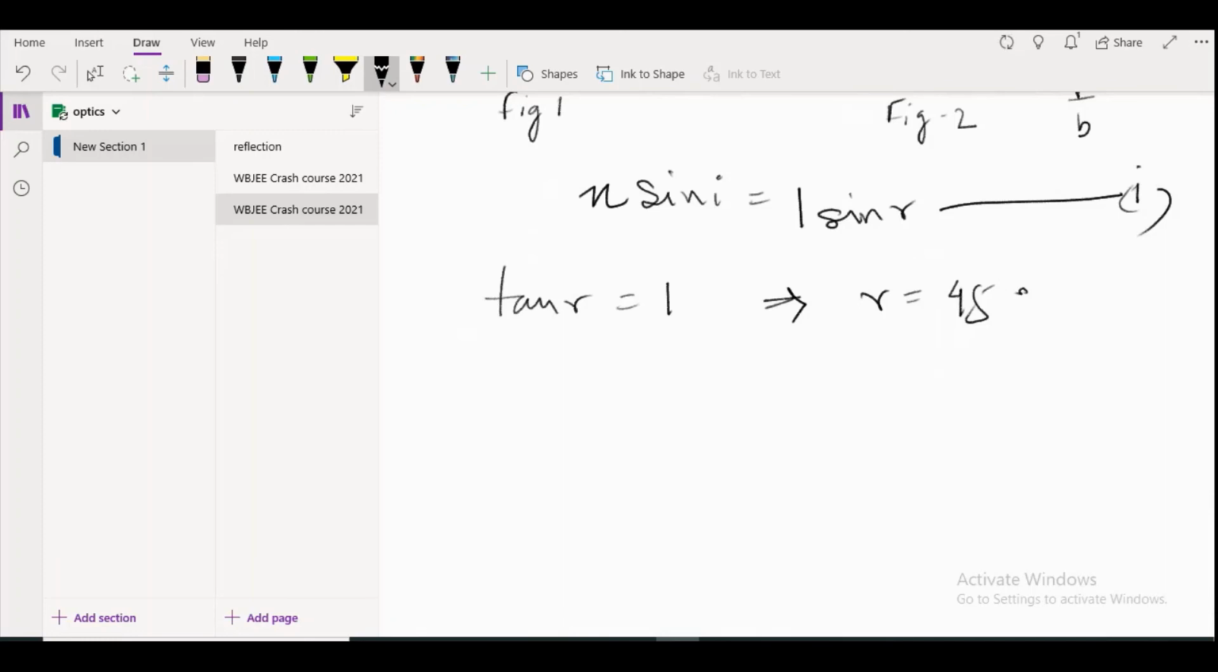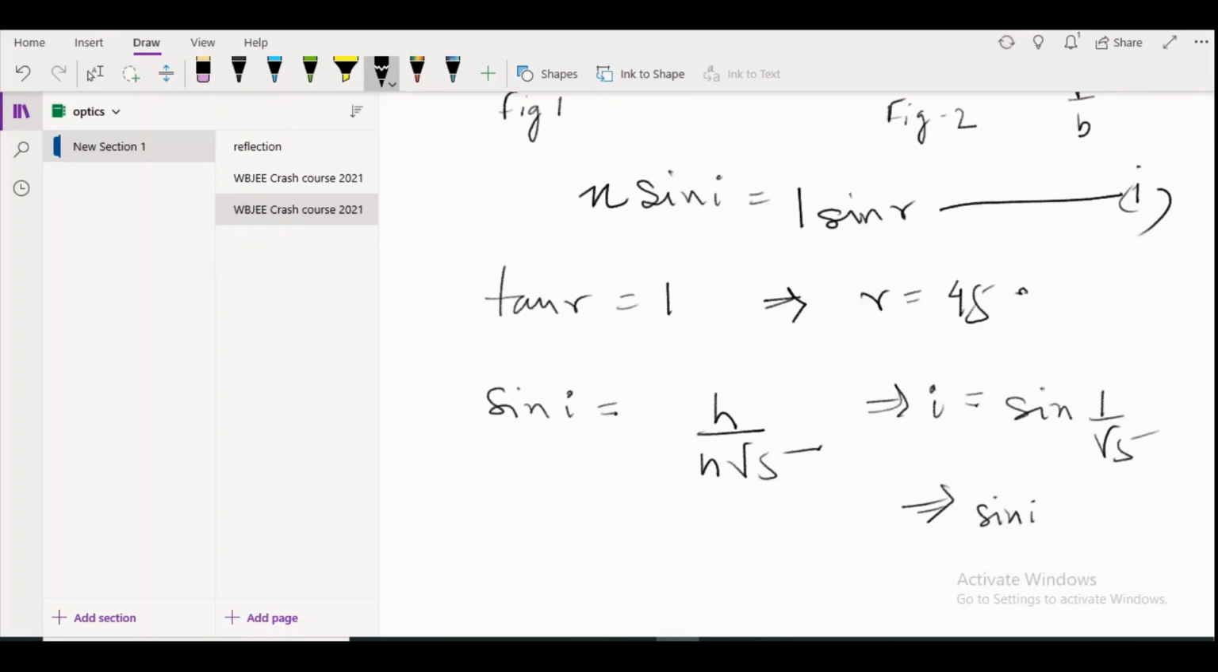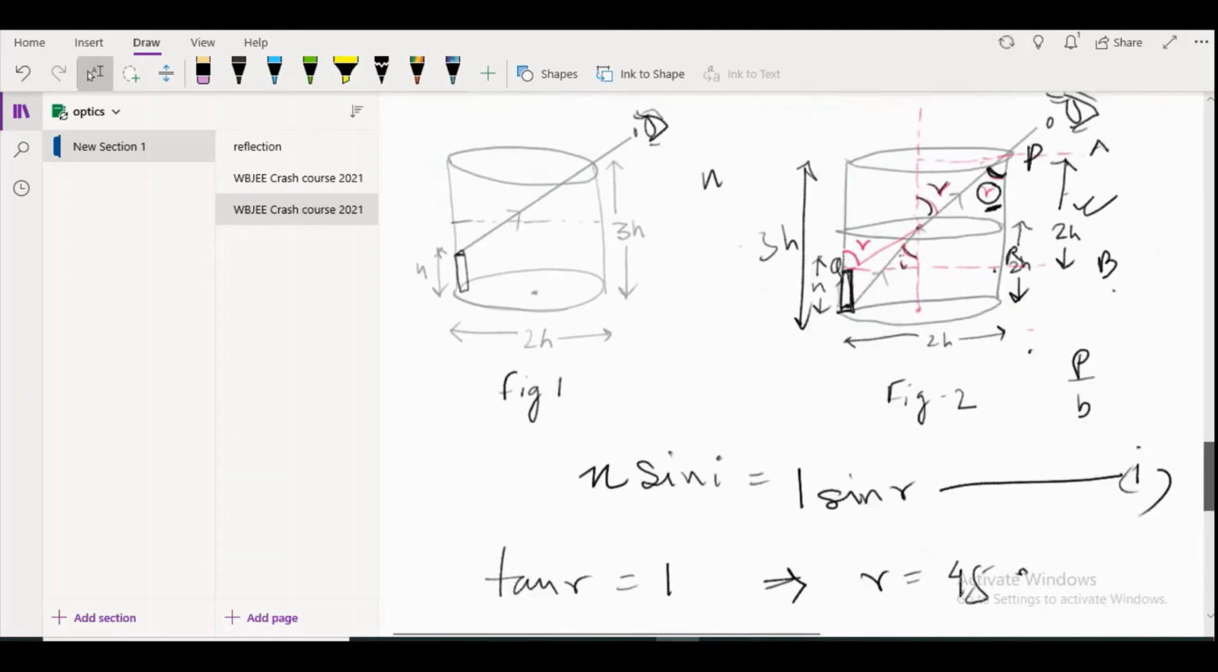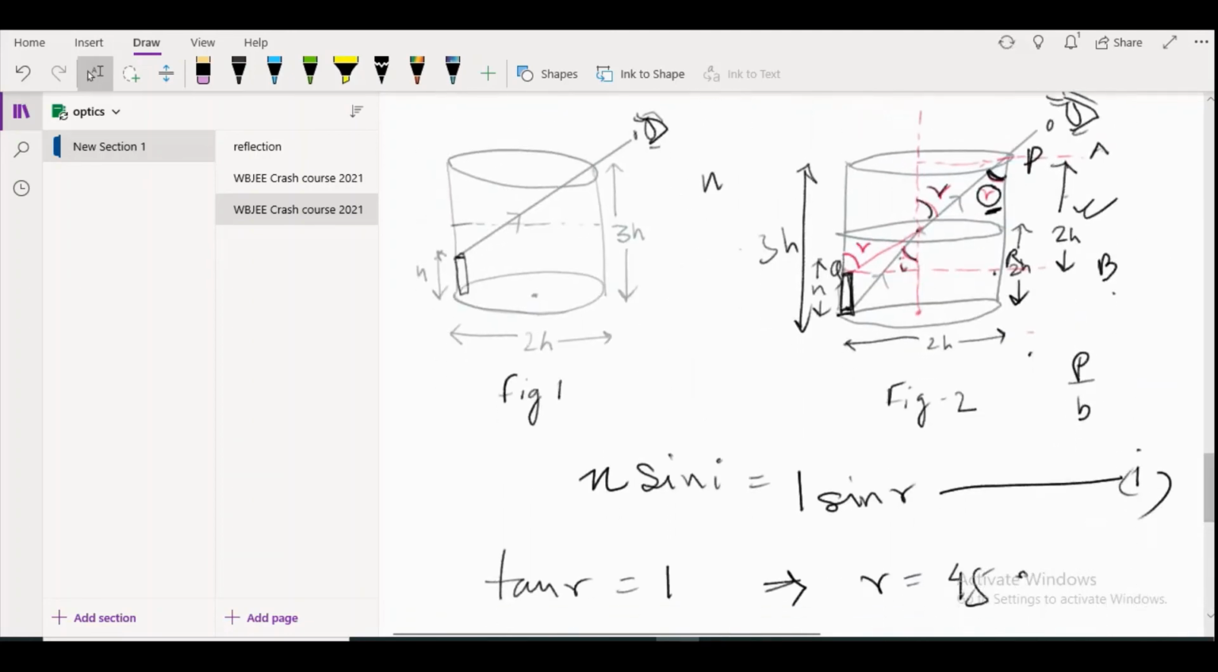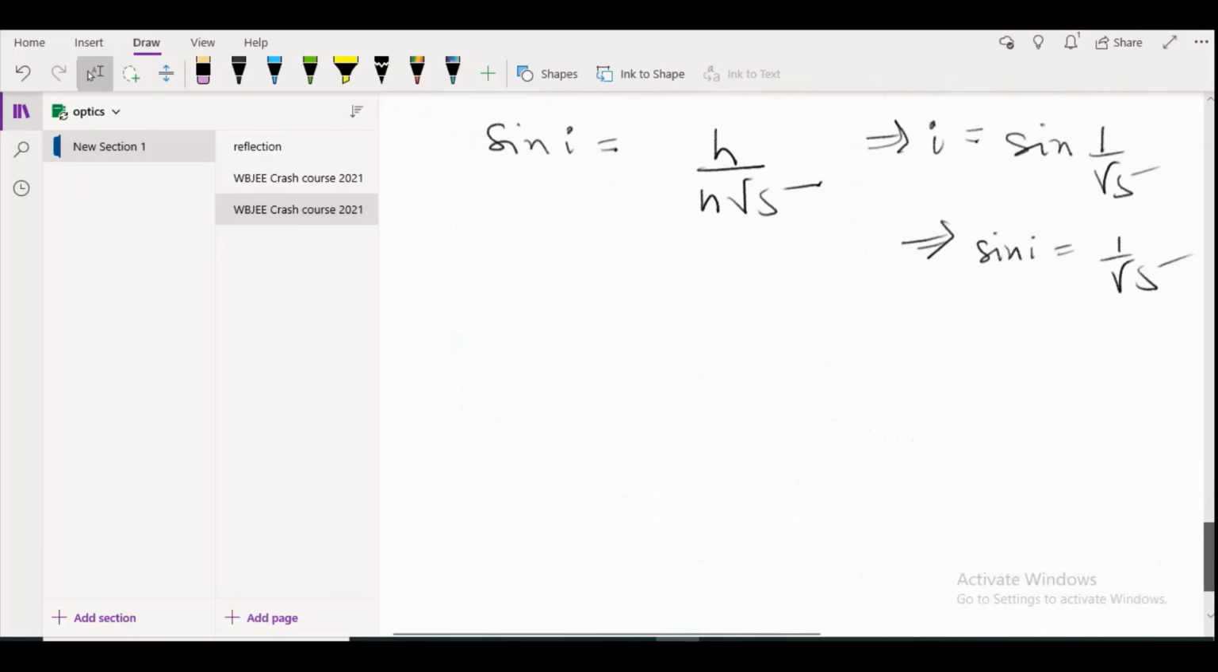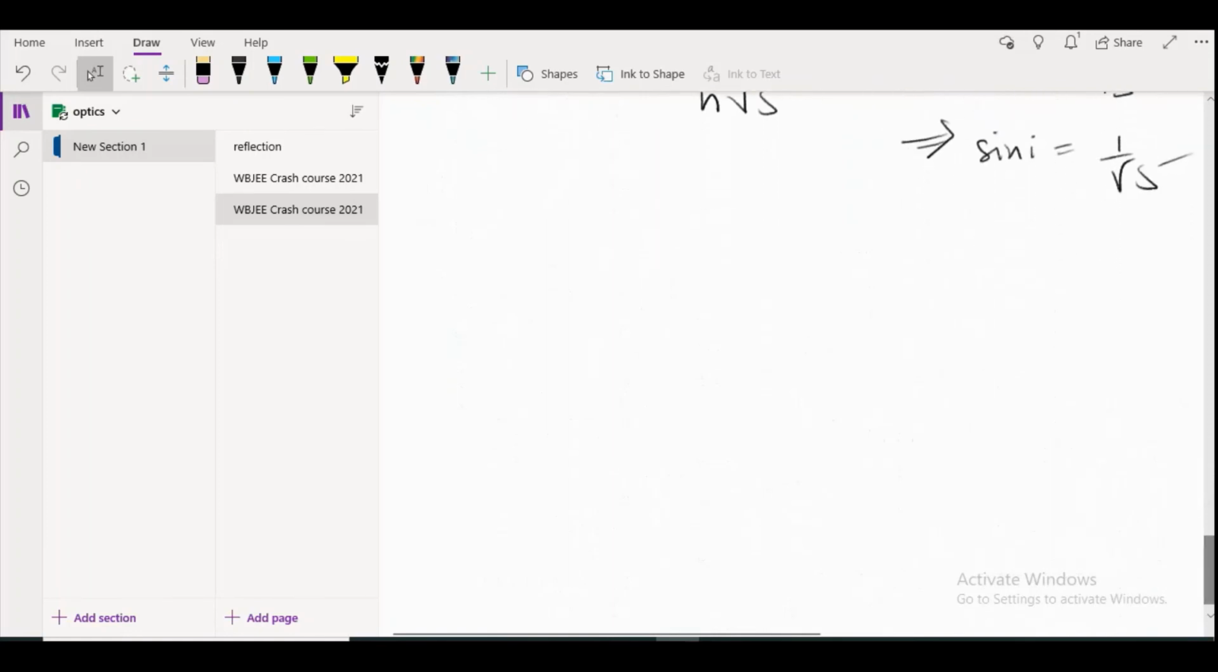And sin I, we can also write as h by h root 5. Similarly from geometry, I is equal to sin inverse 1 by root 5, or we can also keep it as sin I equals 1 by root 5. Did you understand why I did that? Yes, this too is from geometry. We can find the value of I from the geometry of the diagram. Now we have values for R and I.